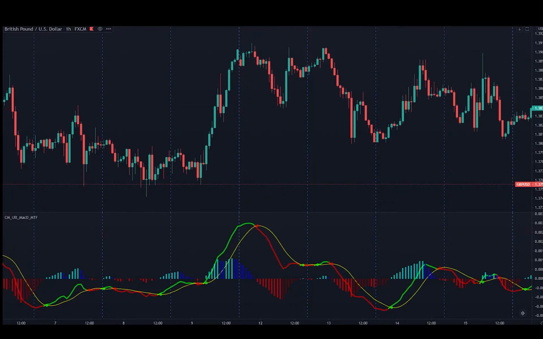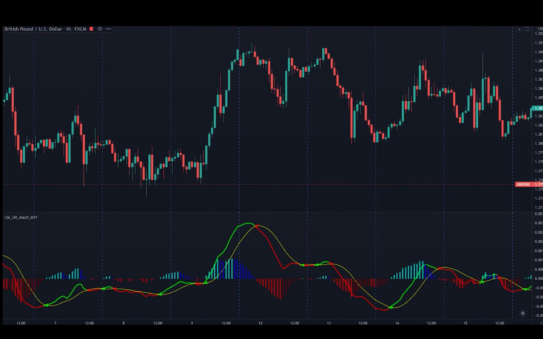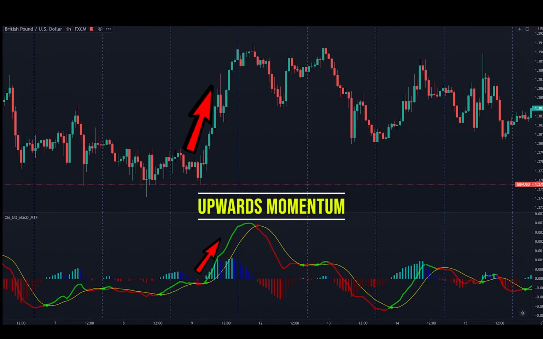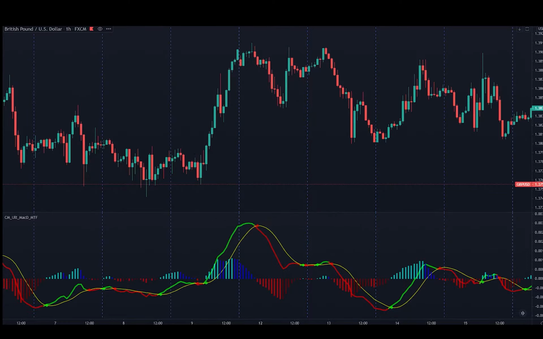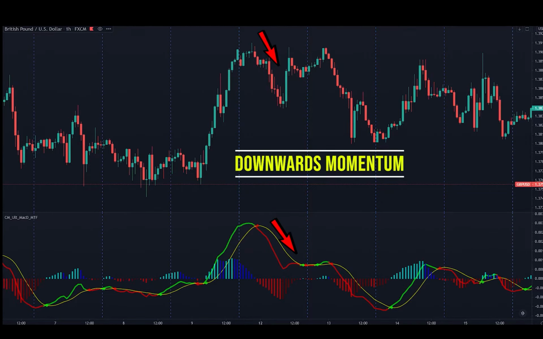The way traders use this indicator is they identify the crossover between the MACD line and signal line. Let me show you an example. If the MACD line crosses above the signal line, it indicates the market is in upwards momentum. If it crosses below the signal line, it indicates downwards momentum.